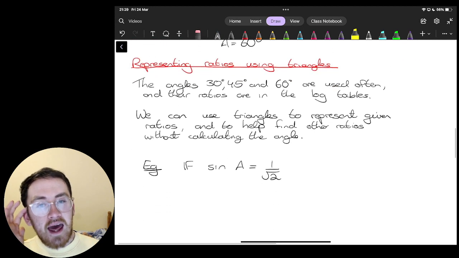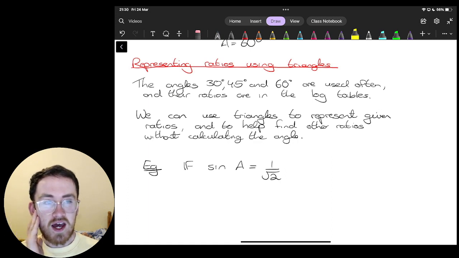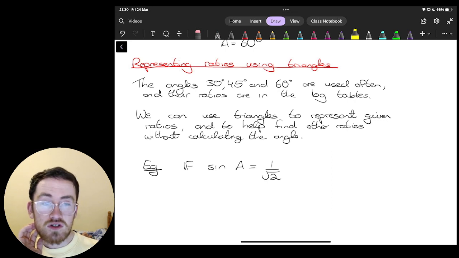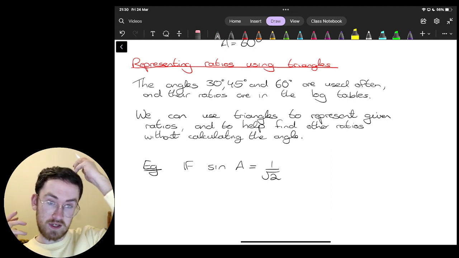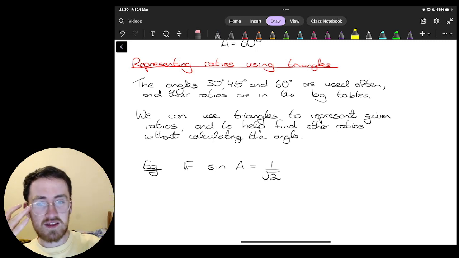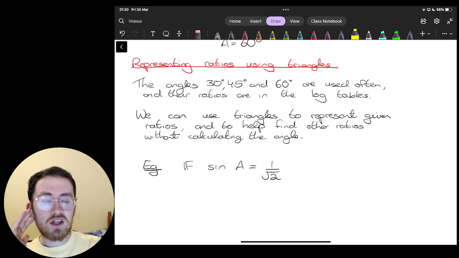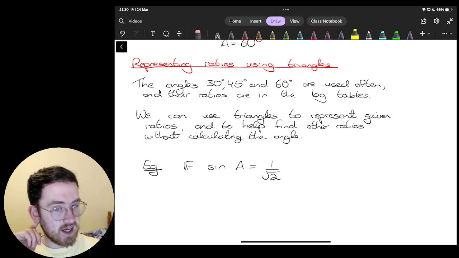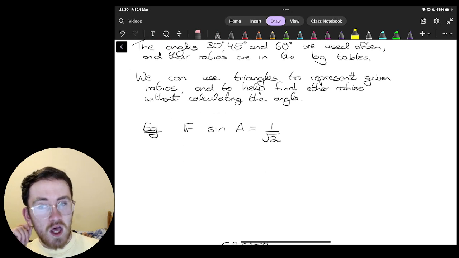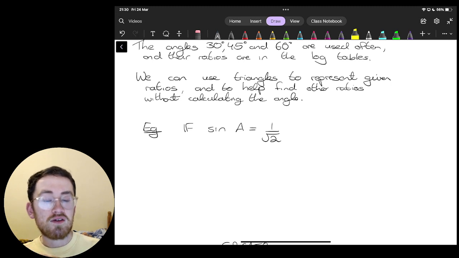Looking then at angles like 30 degrees, 45 degrees, 60 degrees, these are angles that come up a lot and are used a lot in questions, and their ratios are in your log tables in the formula and tables book. With those type of ratios, particularly that have specific answers, we can use triangles to represent them, and that can help us find other ratios without calculating the angle. Sometimes in questions we don't want to work out what the angle is, but we want to be able to just rewrite the ratios.